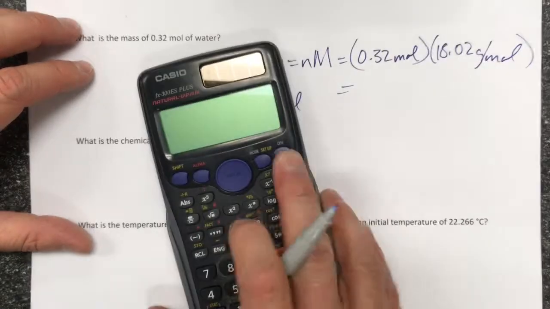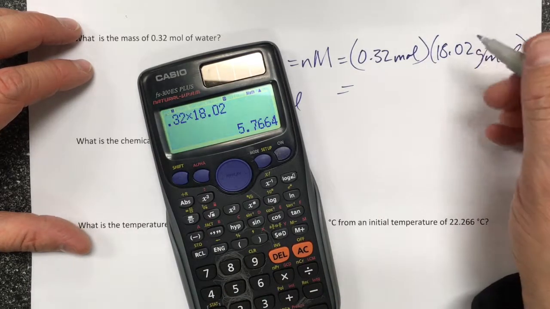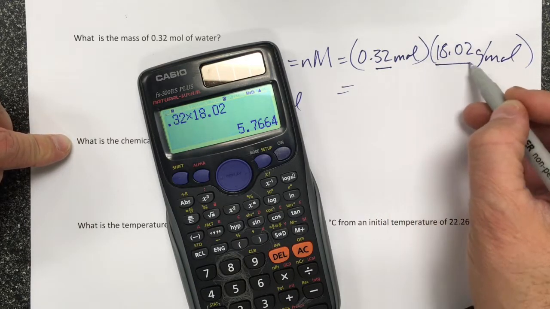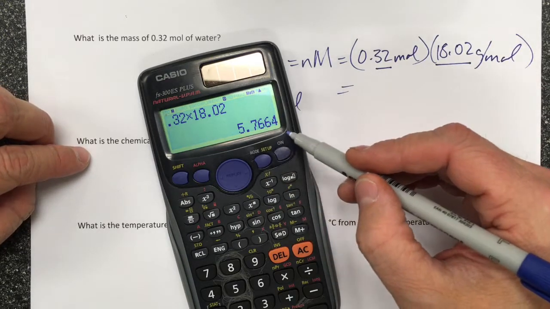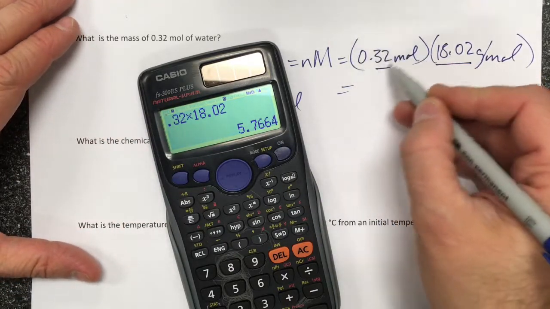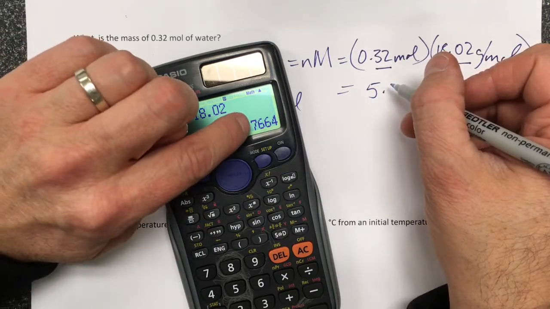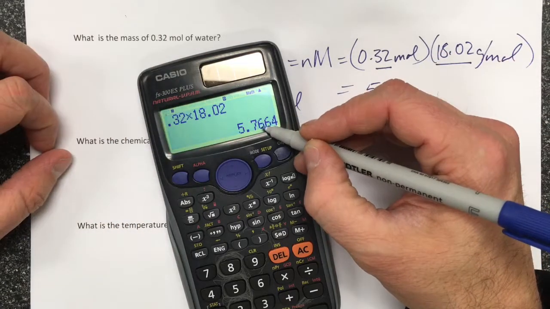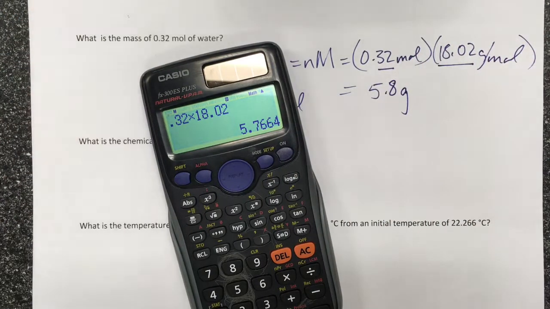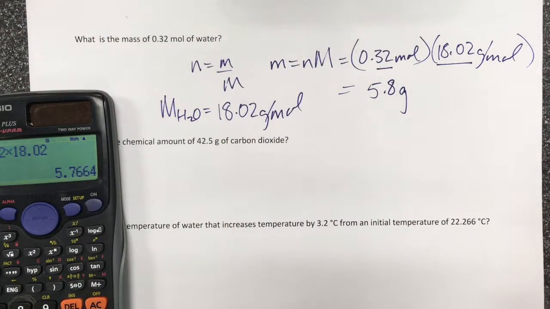I'll put this into my calculator: 0.32 times 18.02. I get 5.7664. But this number has 2 sig digs and this has 4, and the answer has 5 significant digits reported. I can't report all 5 of those. I can only pick the least number of sig digs. So this will be 5 point, and then I take the second significant digit and need to round off. Since the number directly behind it is a 6, I'll round this up to 5.8 gram. That is the right number of significant digits because that's the least number of significant digits. So when I multiply and divide, I do that.